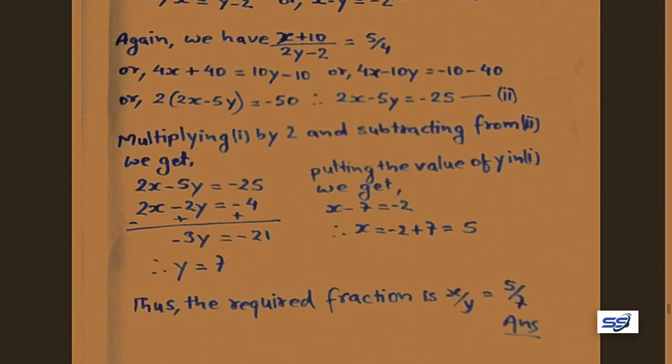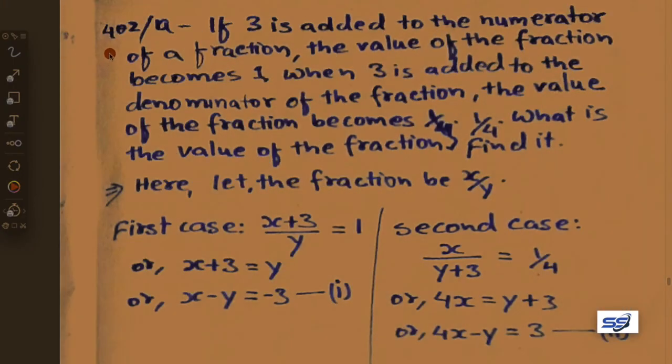Now question number 402 is given to us. If 3 is added to the numerator of a fraction, the value of the fraction becomes 1. When 3 is added to the denominator of the fraction, the value of the fraction becomes 1 upon 4. What is the value of the fraction? Find it. This is also a verbal equation based question.